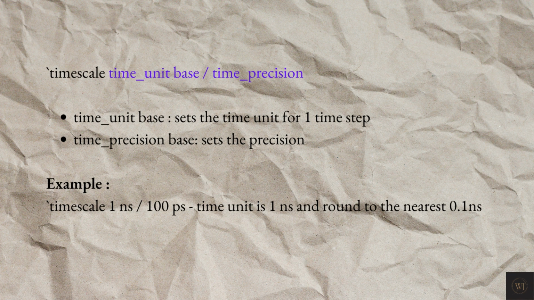Timescale: time unit base / time precision. The time unit base is used to set the time unit for one time step. The time precision is used to set the precision. For example, timescale 1ns / 100ps means the time unit is 1 ns and it is rounded to the nearest 0.1 ns.